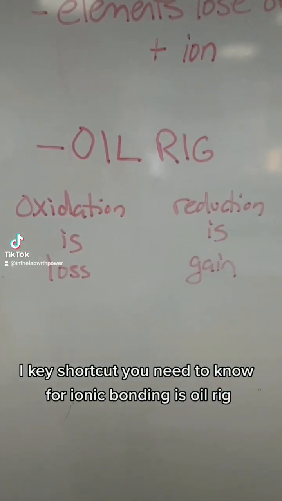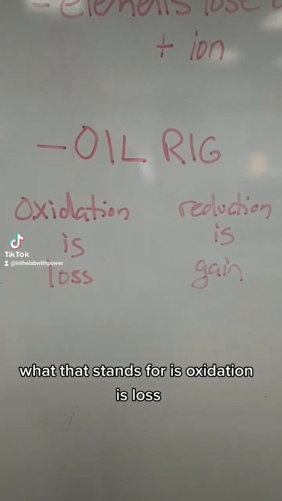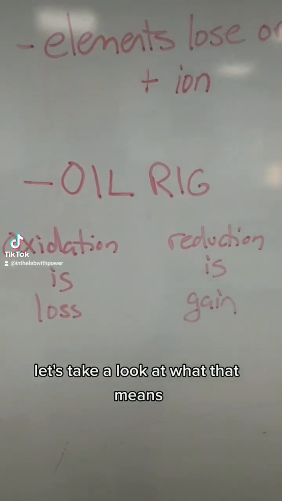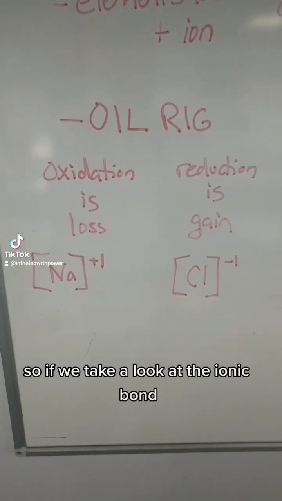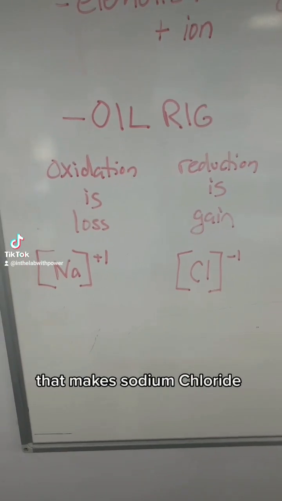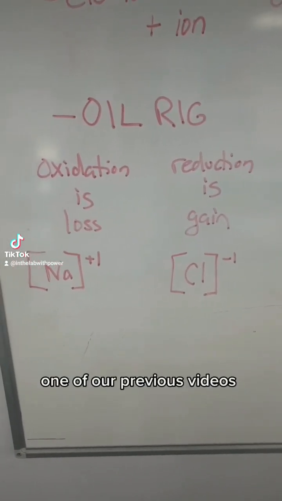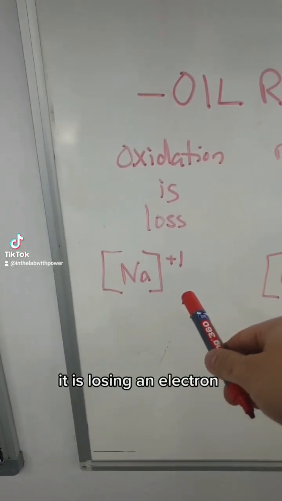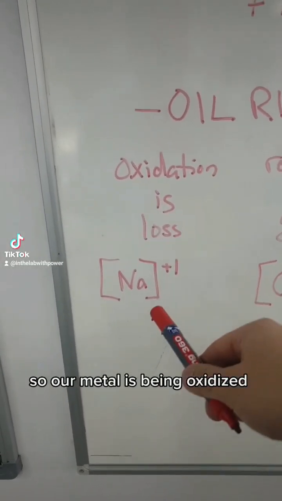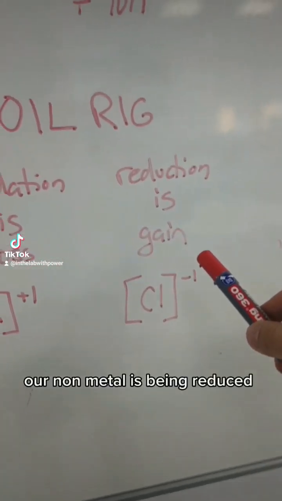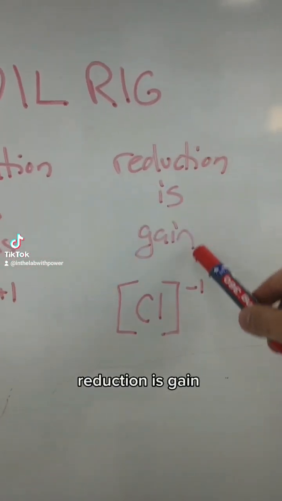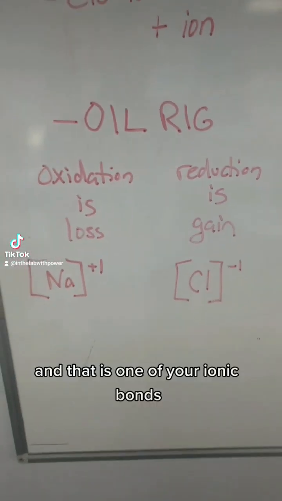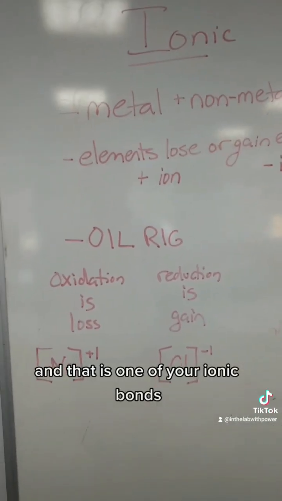Key shortcut you need to know for ionic bonding is oil rig. What that stands for is oxidation is loss, reduction is gain. Let's take a look at what that means. So if we take a look at the ionic bond between sodium and chlorine, that makes sodium chloride, like we talked about in one of our previous videos. Sodium is oxidized. It is losing an electron. So our metal is being oxidized, our non-metal is being reduced, reduction is gain, so our chlorine is gaining an electron. And that is one of your ionic bonds.